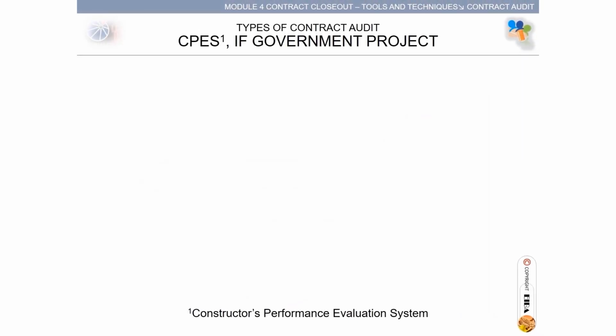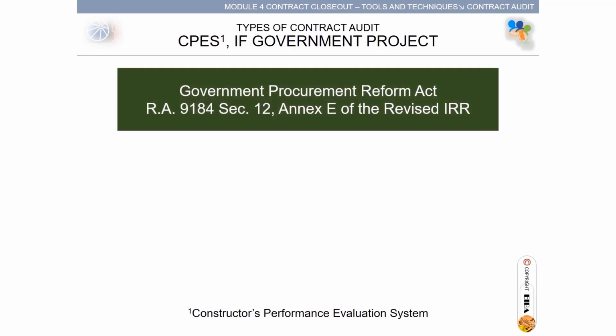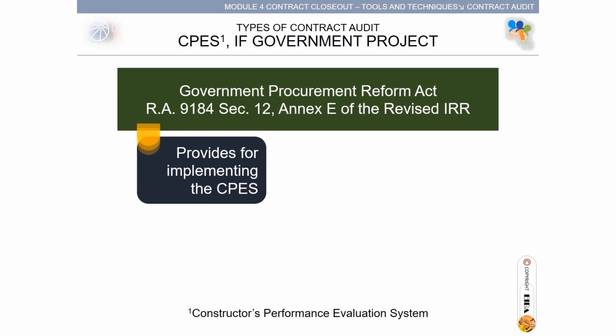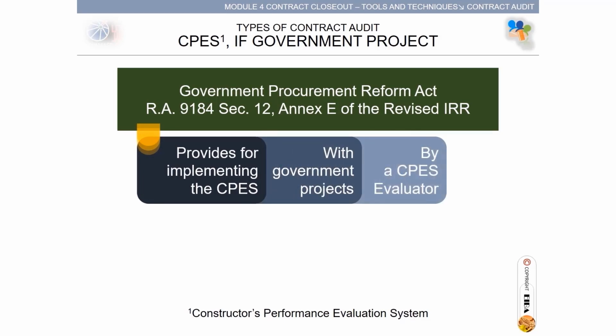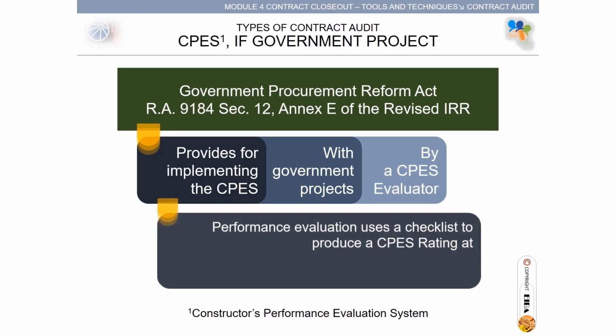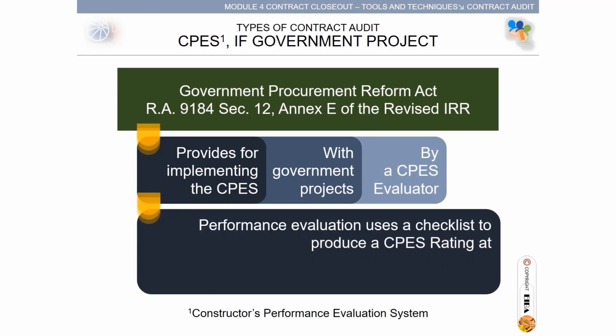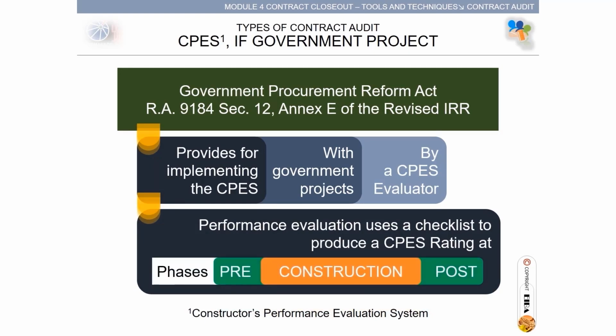CPES, Constructors Performance Evaluation System, if government project. Government Procurement Reform Act, Republic Act 9184, Section 12, Annex E of the revised IRR provides for implementing the CPES with government projects by a CPES evaluator. Performance evaluation uses a checklist to produce a CPES rating at phases: pre-construction, construction, post-construction.